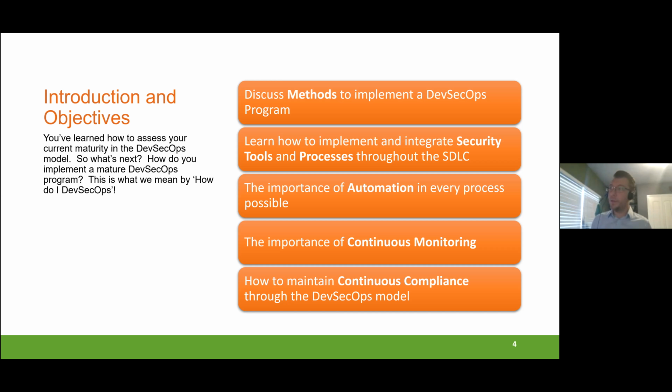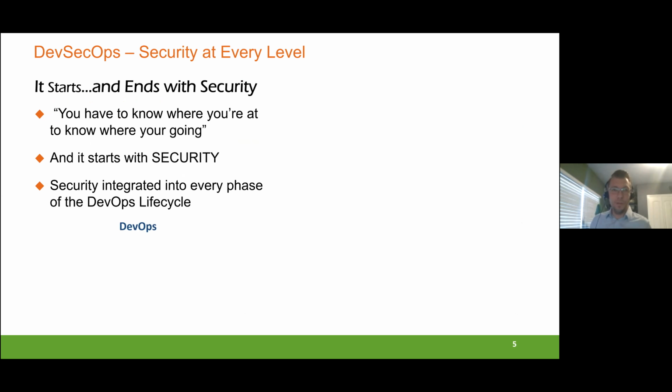In this presentation, we're going to be going over methods to implement a DevSecOps program or a DevOps program, learning how to implement and integrate security tools and processes throughout the software development lifecycle, the importance of automation, again, can't drive that home enough, the importance of continuous monitoring, and how to maintain a continuous state of compliance throughout the model. It starts and ends with security.